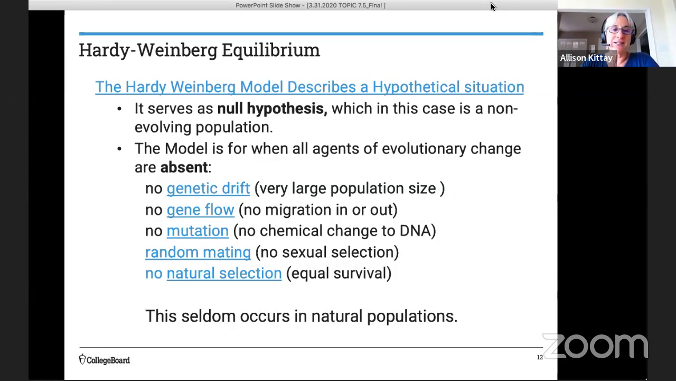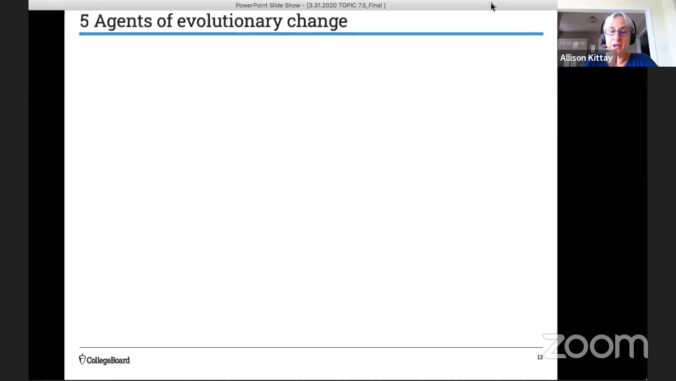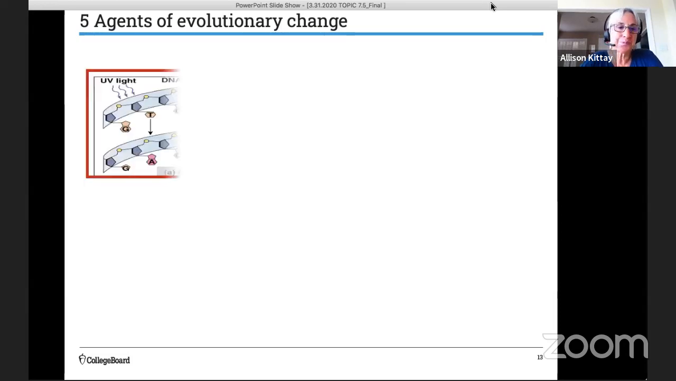And again, this is a model. This seldom occurs in natural populations, which is why we can compare what happens in natural populations to this model. So here are the 5 agents of evolutionary change.